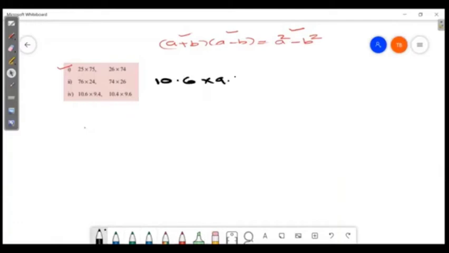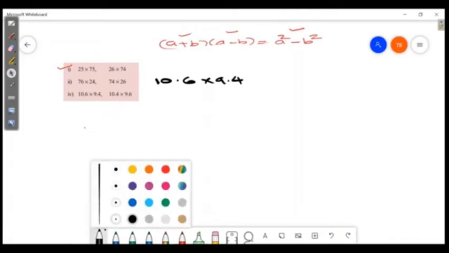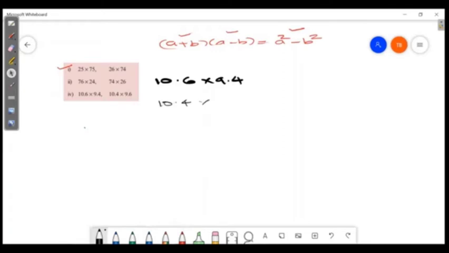Next is 10.6 into 9.4. First pair is 10.6 into 9.4. Second one is 10.4 into 9.6. So we have to represent 10.6. How to represent 10.6 and 9.4?